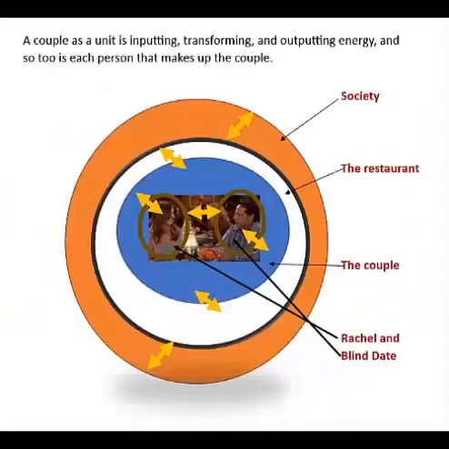If we consider this principle from a dating unit, then you have inputs, transformations, and outputs coming from each subsystem, that is the two people within the relationship, as well as from the overall dating unit, so the couple as a whole, and from the environment. So really think about this. Think of all of the dynamics going on within just one relationship.